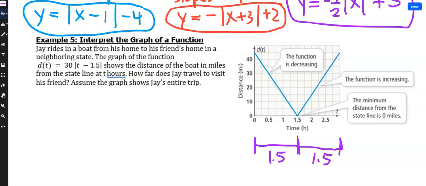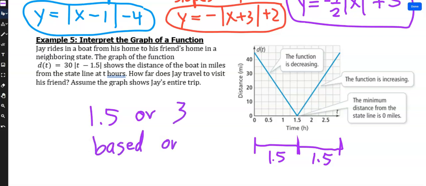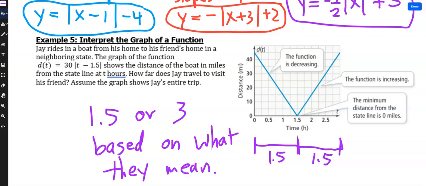Is that all they're asking me here? Assume the graph shows Jay's entire trip. Yeah? Okay. So I need a little bit more specific information. Would I say 1.5 or would I say 3? So I'm going to leave it at that. I would be more specific on the test.